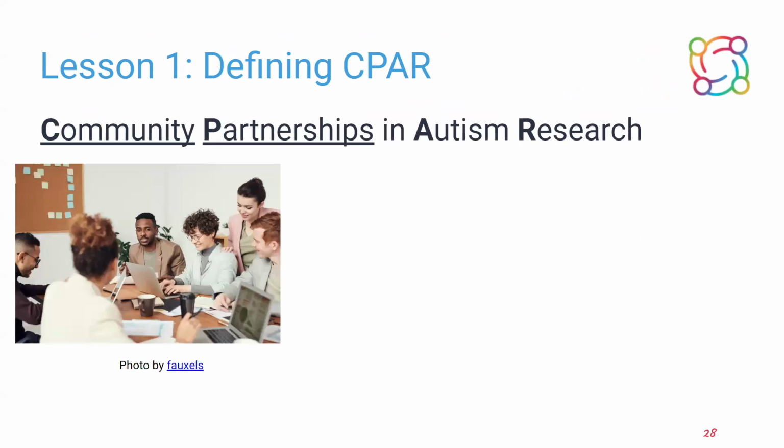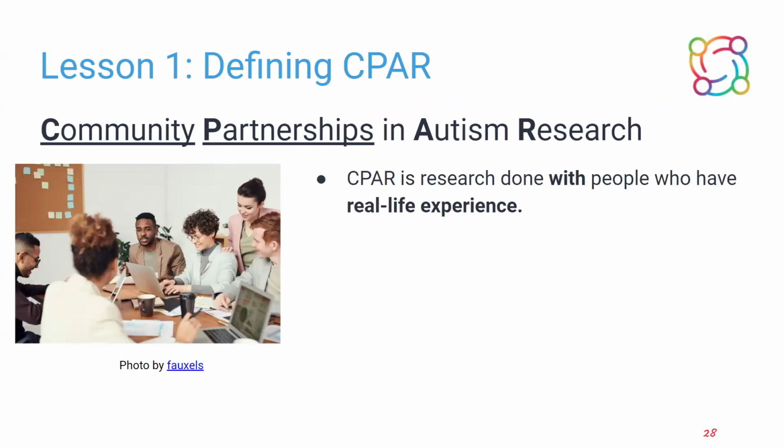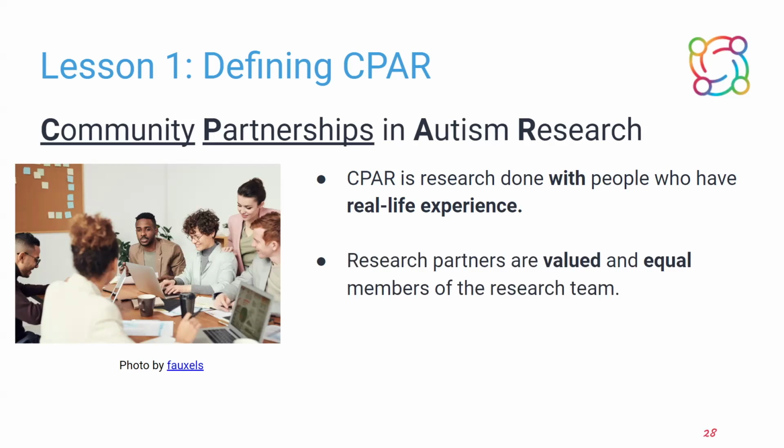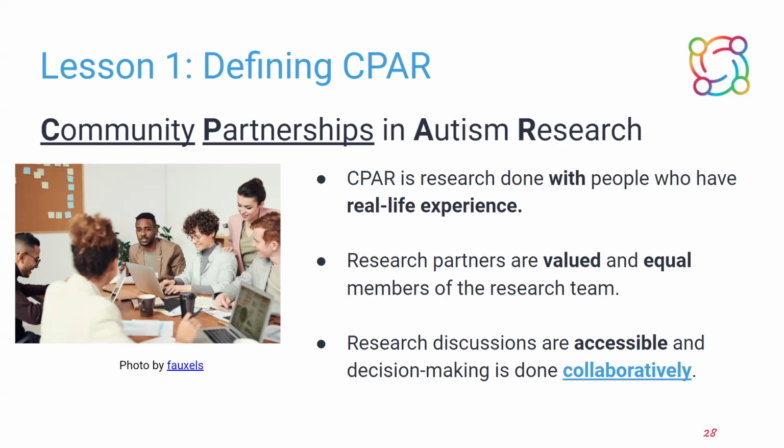Lesson 1, Defining CPAR, Community Partnerships in Autism Research. CPAR is research done with people who have real life experience. Research partners are valued and equal members of the research team. Research discussions are accessible and decision-making is done collaboratively.